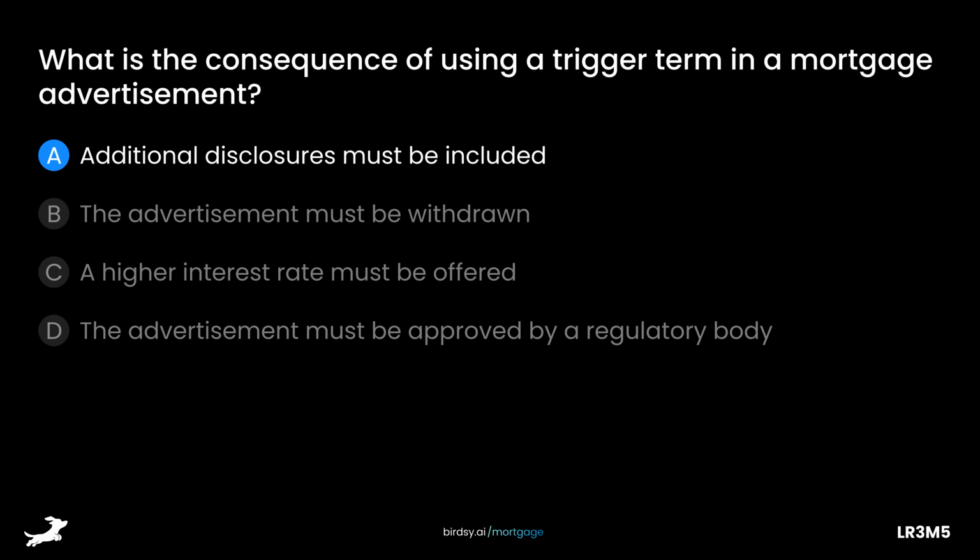Is it A, additional disclosures must be included? B, the advertisement must be withdrawn? C, a higher interest rate must be offered? Or D, the advertisement must be approved by a regulatory body? The answer is A, additional disclosures must be included.